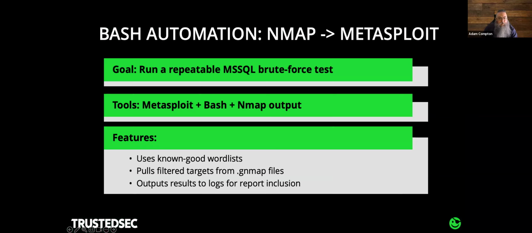All right, I know a bunch of this is boring, so let's get into something a little different. Let's work on a little automation, going from an nmap to a Metasploit transition. In this one, we're going to use Metasploit, Bash, and nmap, or technically nmap output. We're making use of a known good word list. We're going to pull targets out of a gnmap file, and then process them with Metasploit.